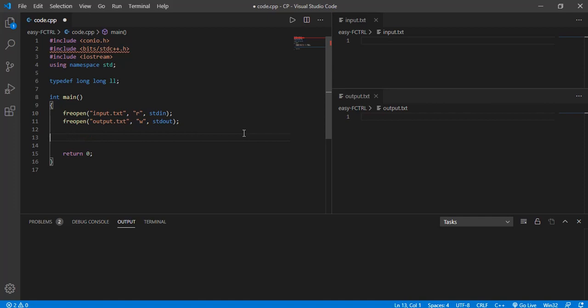Let's get into coding now. So the first thing that I do is I just type def long as ll. So for next however time I have to use long, I'll just type ll.